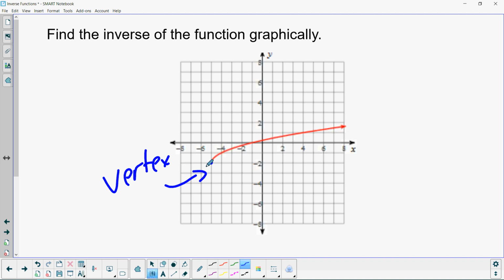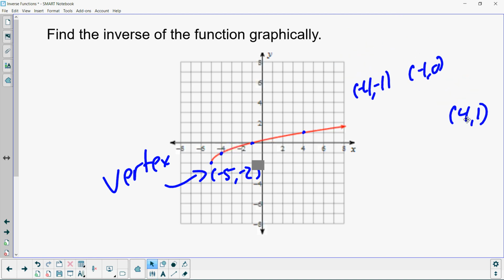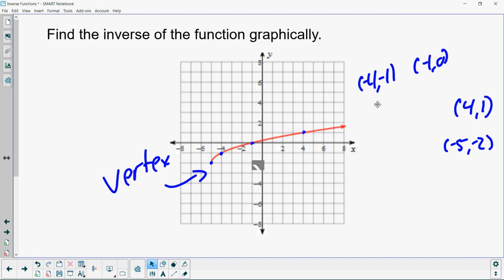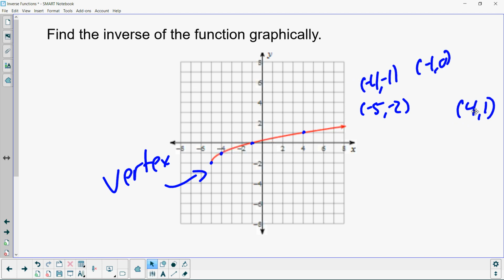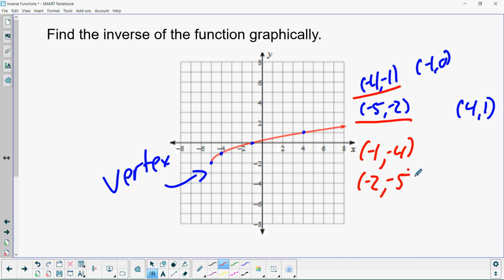So this is -5, -2, -4, -1, -1, 0, and 4, 1. And then we're going to take these ordered pairs and find their inverses. All right. So this one would be -1, -4. This one will be -2, -5. This one will be 0, -1. And this point will be 1, 4. Then we graph our new inverse points and call it a day.